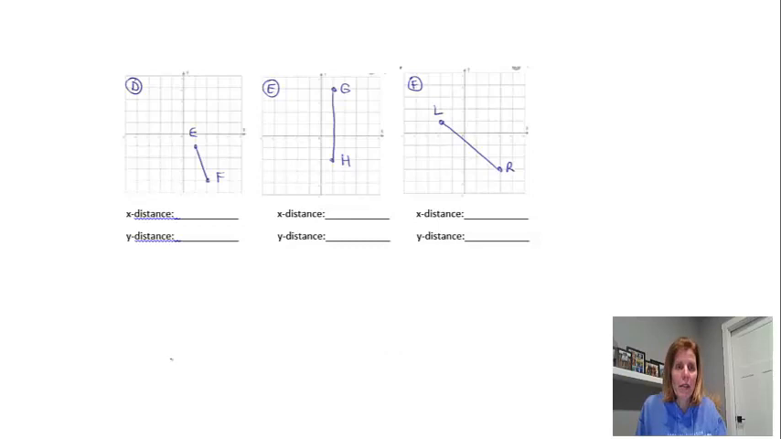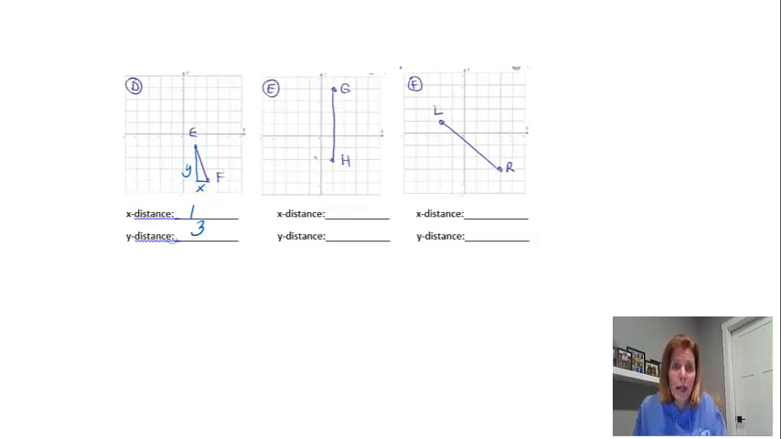We're going to go ahead and find the distance between E and F. I seem to have lost it. There's my pen back. Okay, I'm going to draw that triangle connecting, a right triangle connecting E and F, label my X and my Y. My X distance is just going to be 1, and my Y distance, starting at the bottom, I count 1, 2, 3.